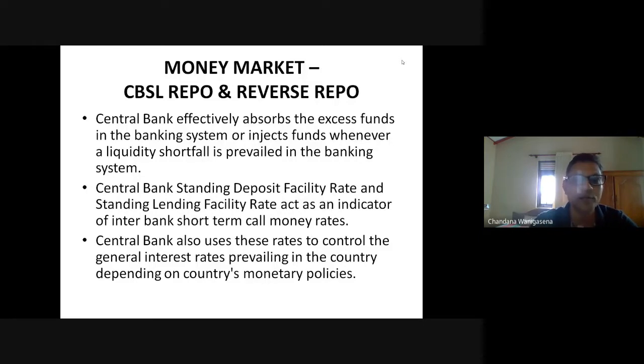So these are the two rates. By using these two rates, the central bank balances the cash within the system. When the standing deposit rates are attractive, banks try to keep their money in the central bank just to increase their interest income.